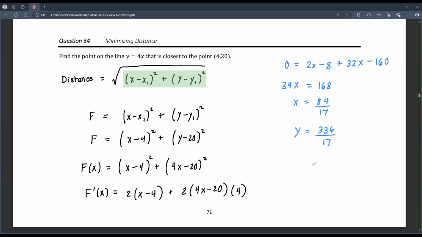The closest point on the line is the point (84/17, 336/17).